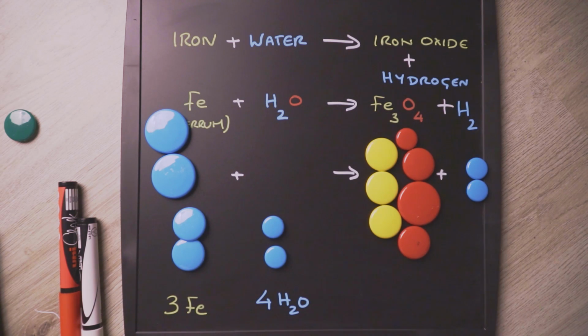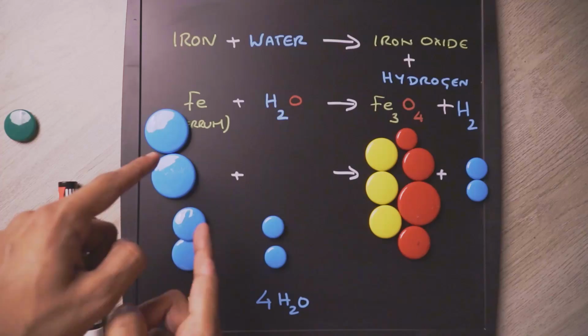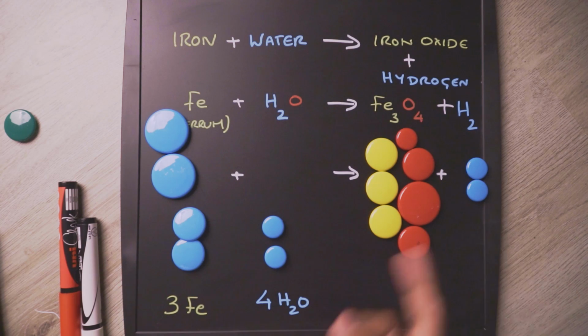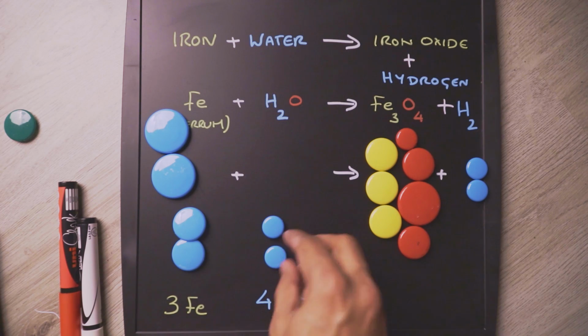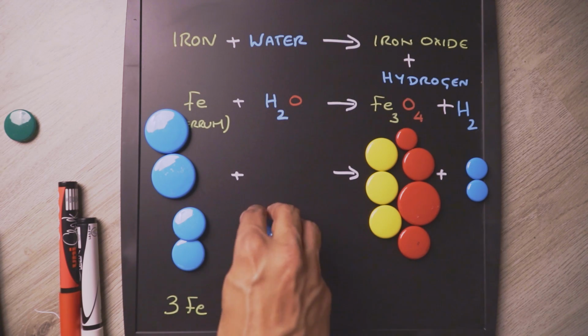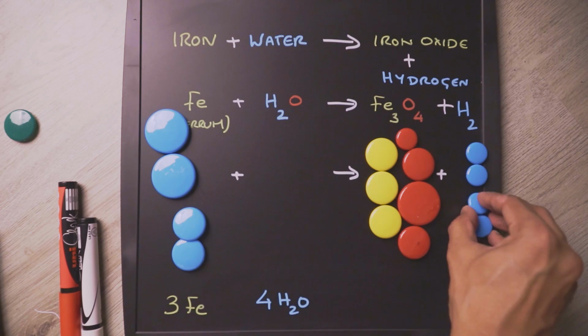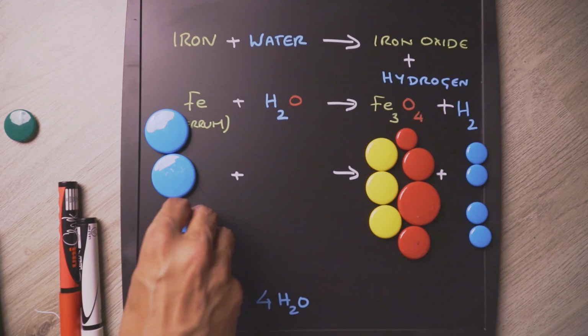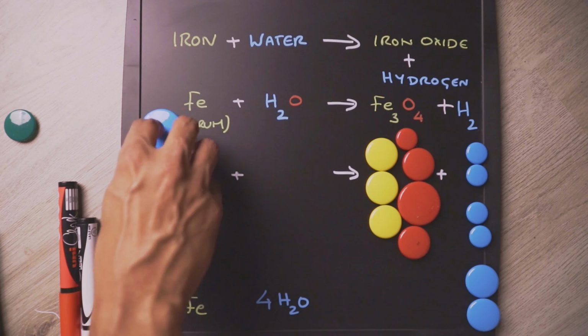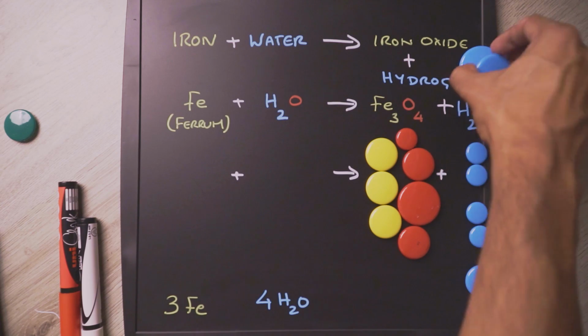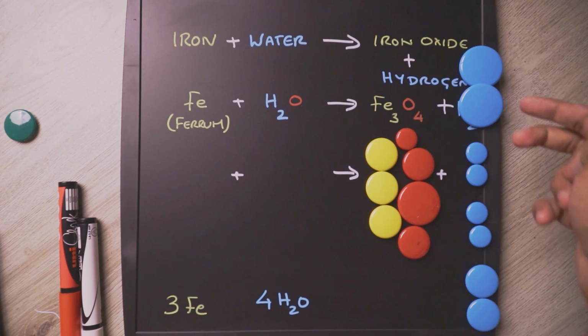But remember, what does law of conservation of mass say? You cannot just let atoms disappear. These things on the left hand side need to have a place on the right hand side. So what do we do? We are going to take these. So we already have 1 hydrogen molecule. I'm going to take the second hydrogen molecule and put it on the right hand side. I'm going to take this third hydrogen molecule and put it on the right hand side, and this fourth hydrogen molecule and put it on the right hand side. So I have 4 hydrogen molecules on the right hand side.